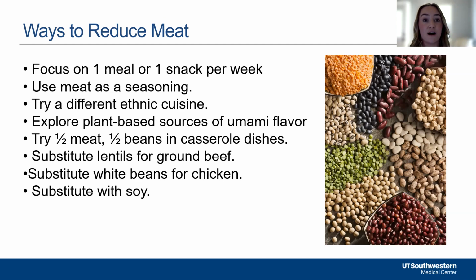Also, just trying different ethnic cuisines. A lot of, especially Asian diets, use a lot more plant-based options, things like tofu and tempeh, when they are cooking. And so trying to incorporate more ethnic cuisine can be a really good idea. Even just simply switching out half of your meat in a casserole for beans, substituting lentils for ground beef, or substituting white beans for chicken a few times a week can also be a really easy thing to do and a good place to start.